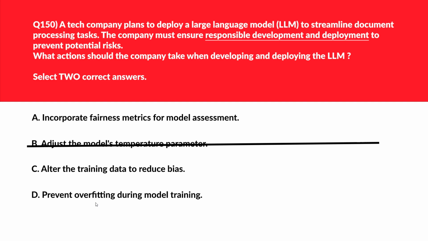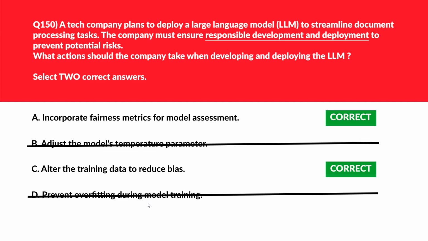D says prevent overfitting during model training. Avoiding overfitting on training data is important for model performance, but not directly related to responsible deployment, which is what the question is looking for. So on the basis of that, we'll eliminate. We are left with options A and C, and these are the correct answers.